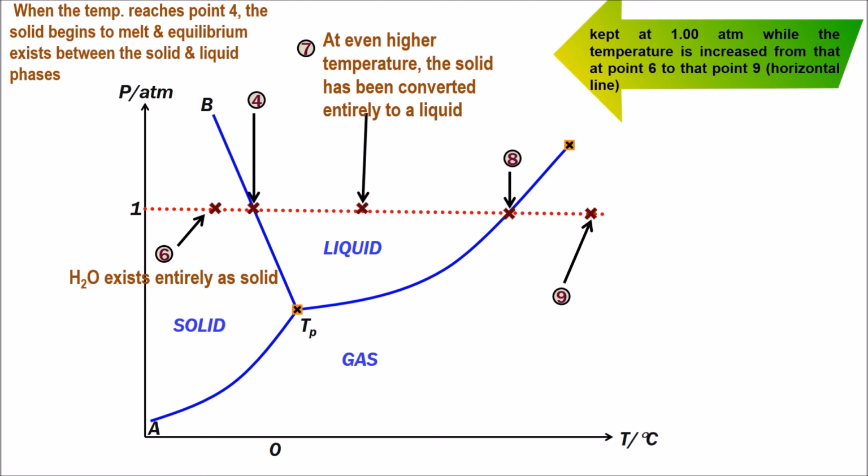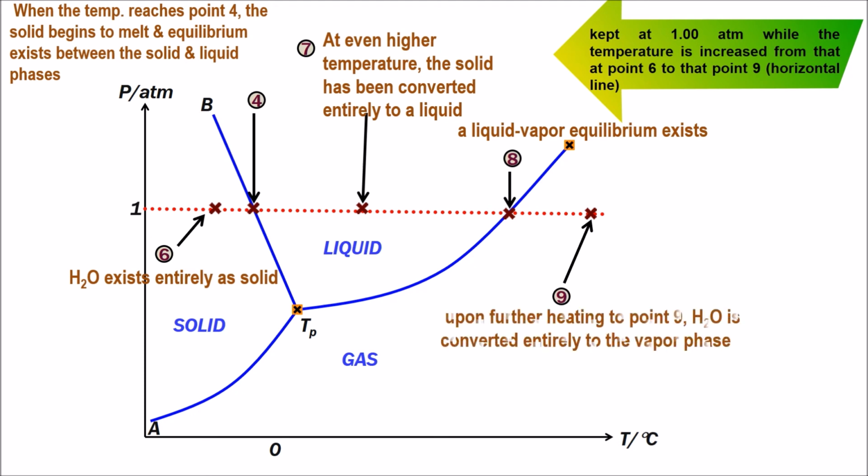Point 8 is at the liquid-gas equilibrium line. A liquid-vapor equilibrium exists. And point 9 is in the gas area; upon further heating to point 9, water is converted entirely to the vapor phase.